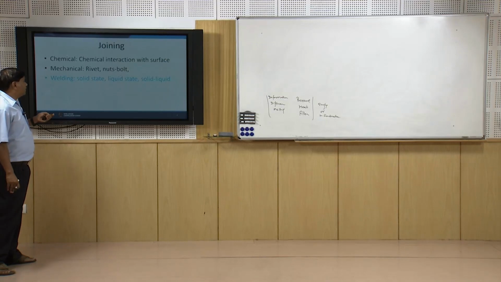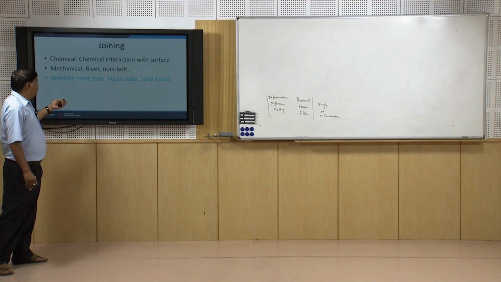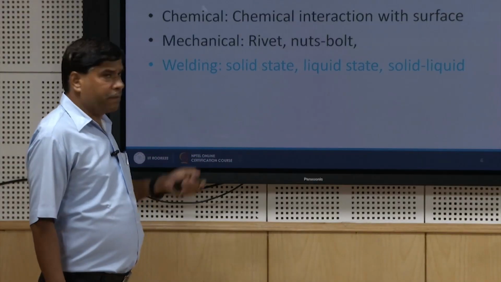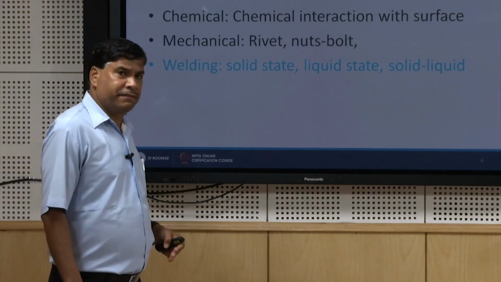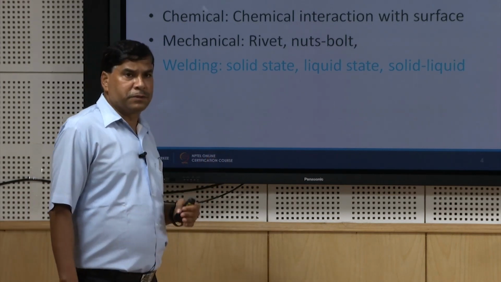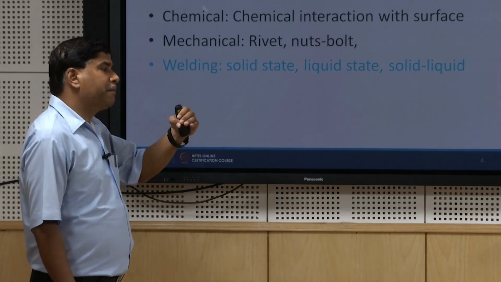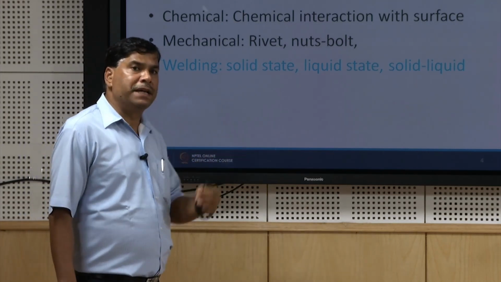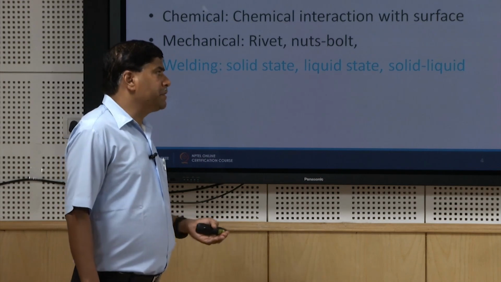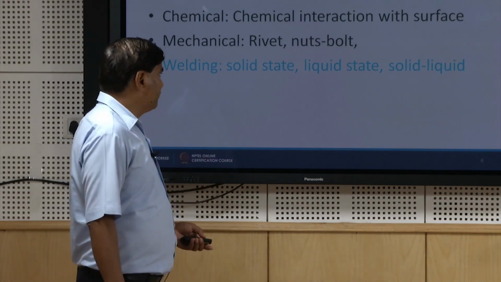In solid state, there are processes like friction stir welding, friction welding or the forge welding process. In the liquid state process, fusion of the faying surface is achieved through melting. And in the solid liquid processes, the base metal remains in the solid state and the filler metal, in the form of solder or brazing material, is brought to the molten state to develop the joint.